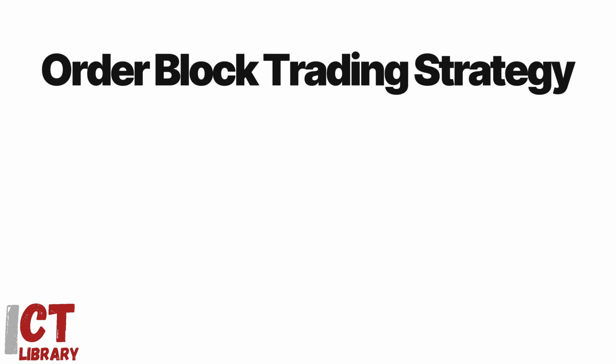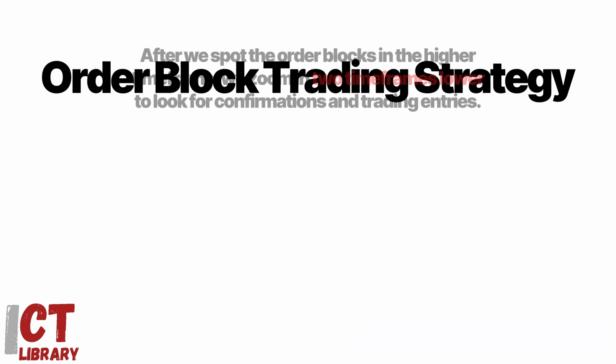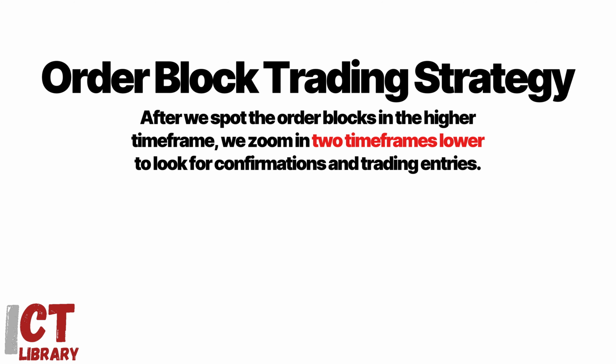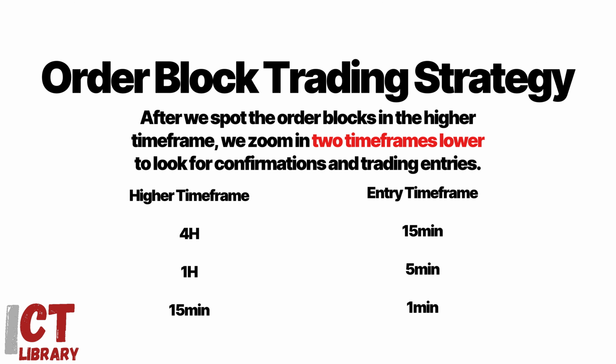The order block trading approach is not restricted to any specific time frame. However, after identifying order blocks on higher time frames, we drop 2 time frames lower to search for precise entries and confirmations. So, when we use the 4-hour, 1-hour, and 15-minute charts as our higher confirmation time frames, we look for trade entries on the 15-minute, 5-minute, and 1-minute charts respectively.